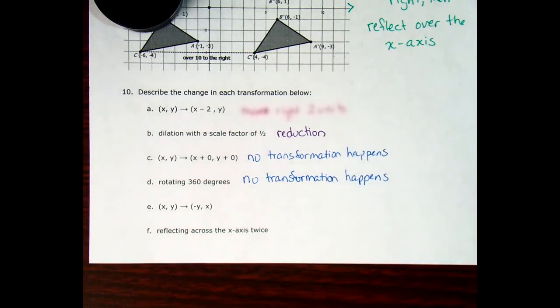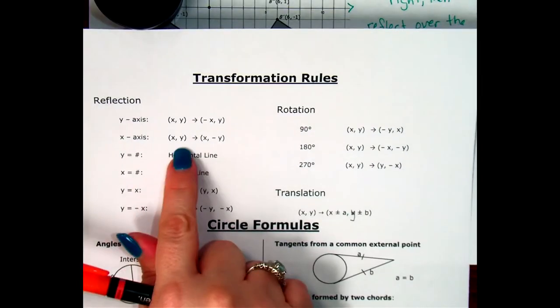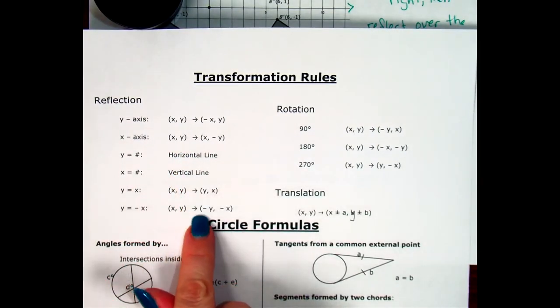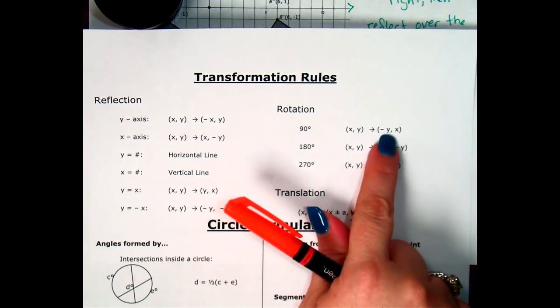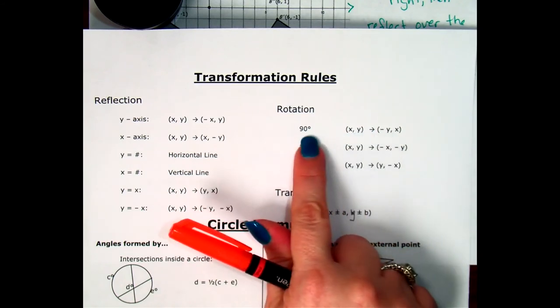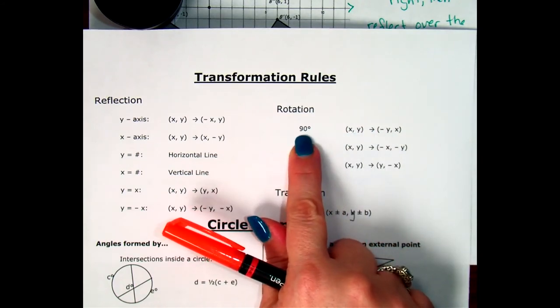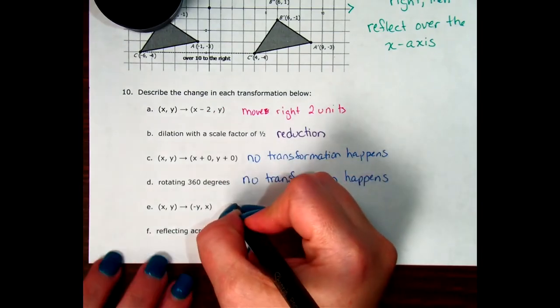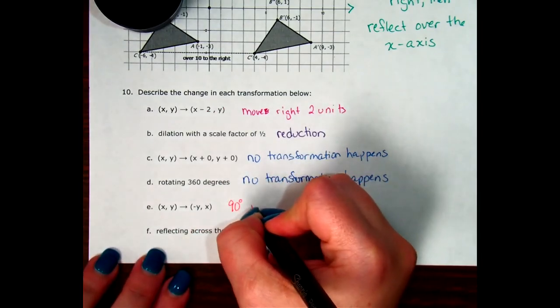Okay? When I look at the next one, I can see that it says xy becomes the opposite of y, x. And I don't know that off the top of my head, so I'm going to go look at my formula chart and see where do I see the opposite of y, x. So when I look, the opposite of y, x is a rotation of 90 degrees. So this is a 90-degree rotation.